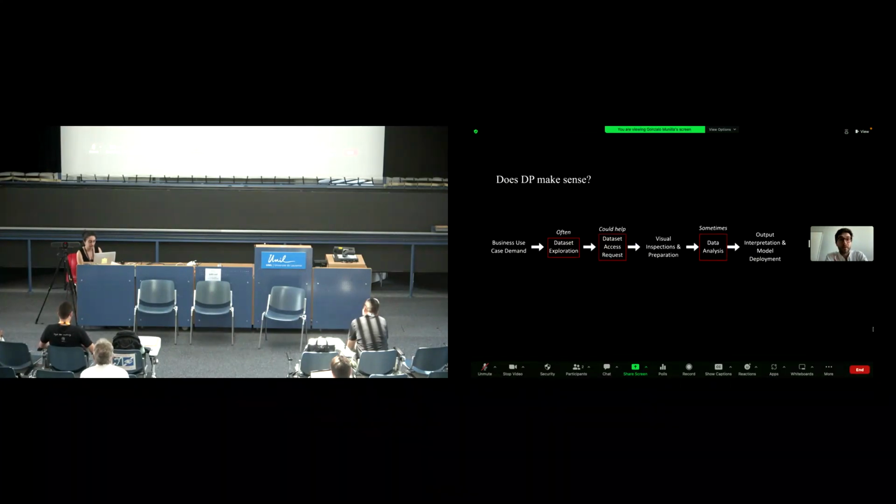So now we see that, does it make sense? It often makes sense in dataset exploration. It could help in dataset access request processes, and sometimes in the analysis, the final one, it could also help.